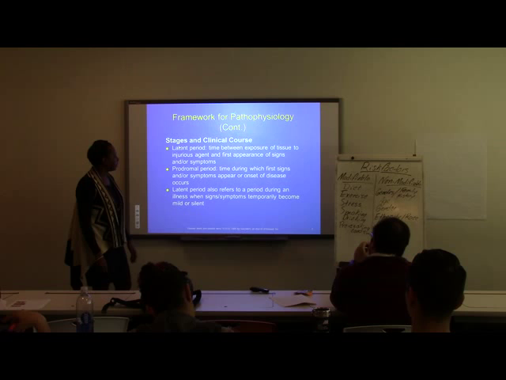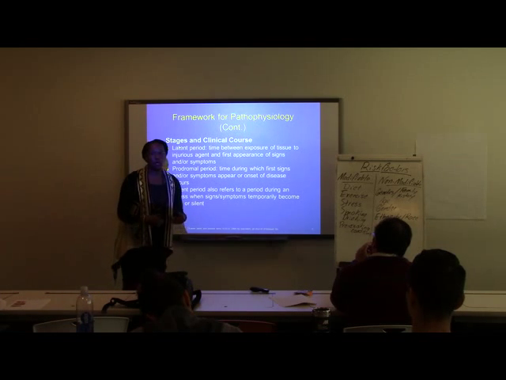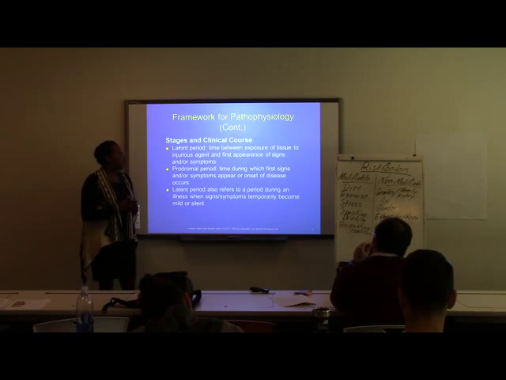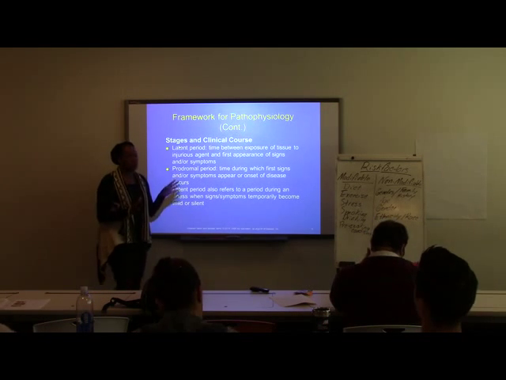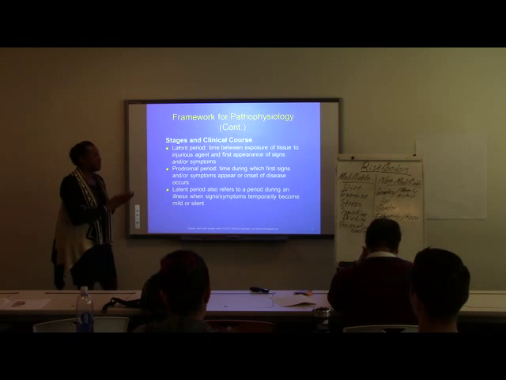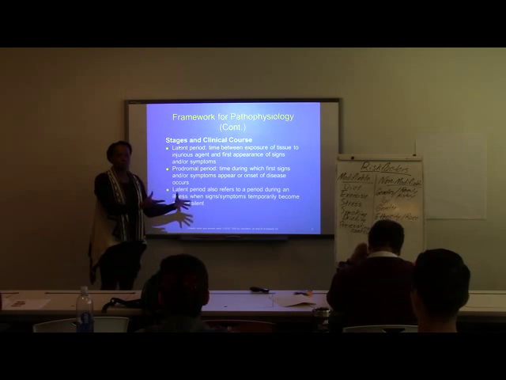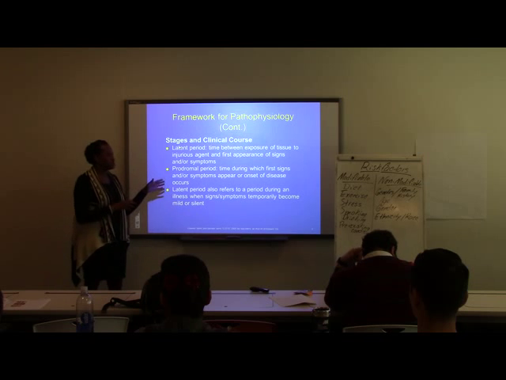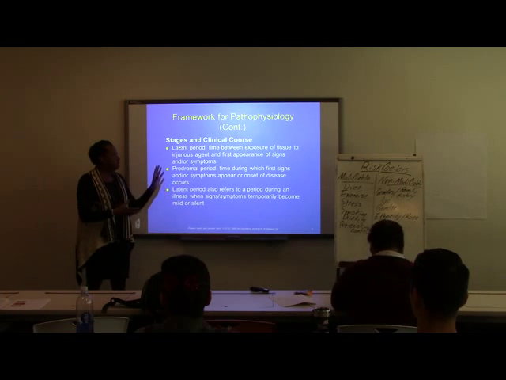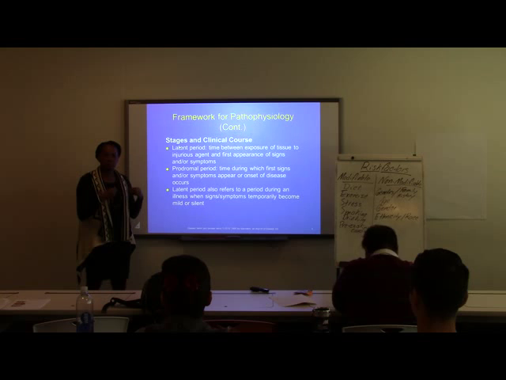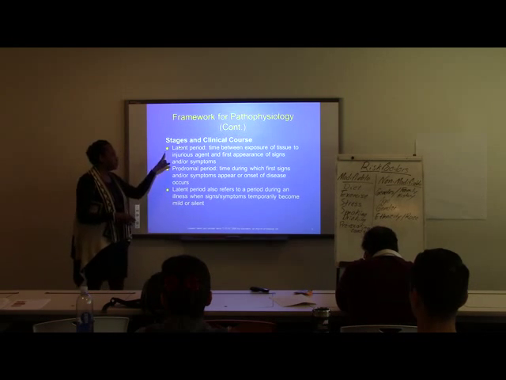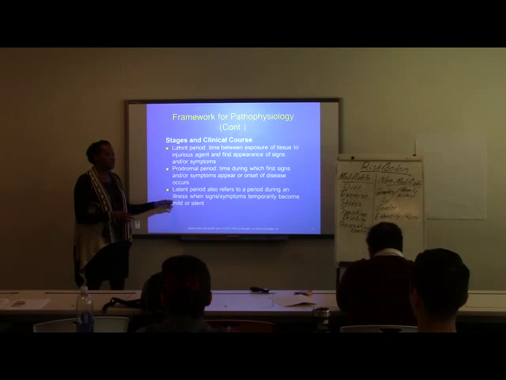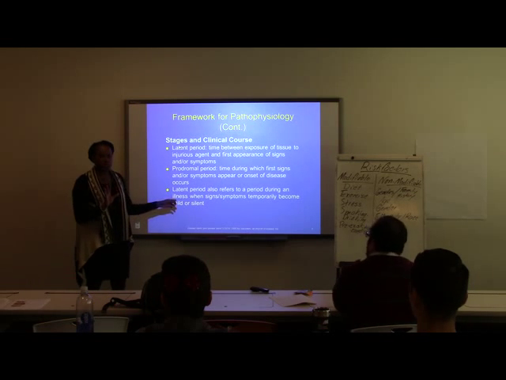So the next thing we have here is what we call stages in clinical course. There is something called a latent period and a prodromal period. You may have heard of this before, I'm not sure. A latent period is the time from exposure of the tissue to the injurious agent until the first signs and symptoms. Prodromal is when you have the signs and symptoms and the disease process is coming full blown. Sometimes in the latent period, signs and symptoms may be present, and if they are, they're very mild.